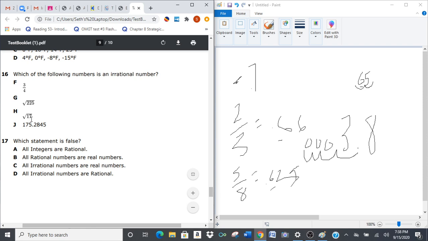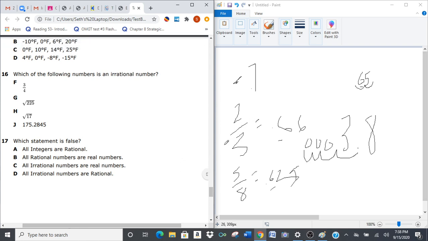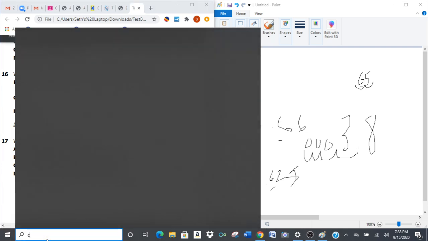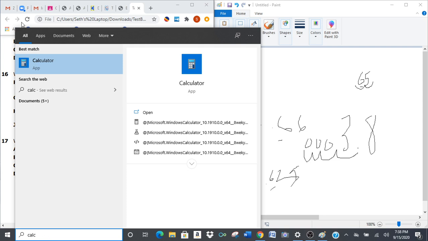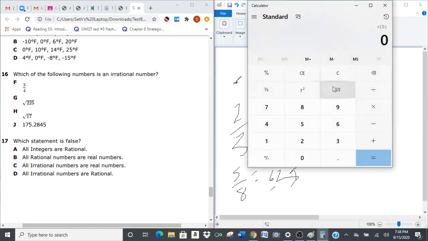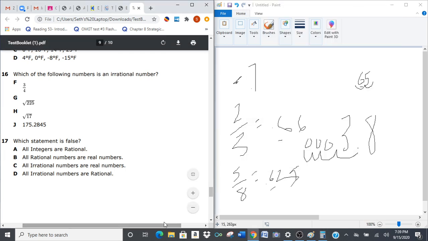H, what's the square root of 17? It's going to be some really long number, because 4 times 4 is 16, and 5 times 5 is 25. So if you do it in your calculator, which here, I'll do it real quick. For the square root of 17, 4.1 and forever. So that would be irrational because we don't know when it ends.